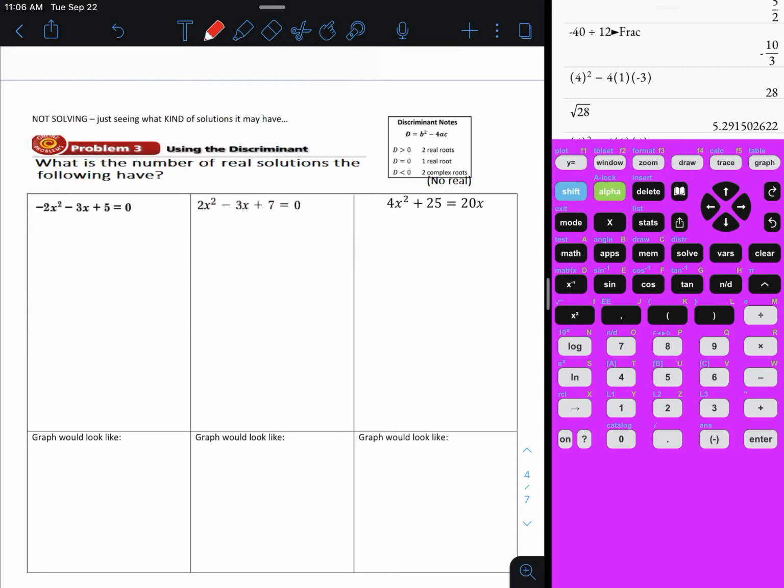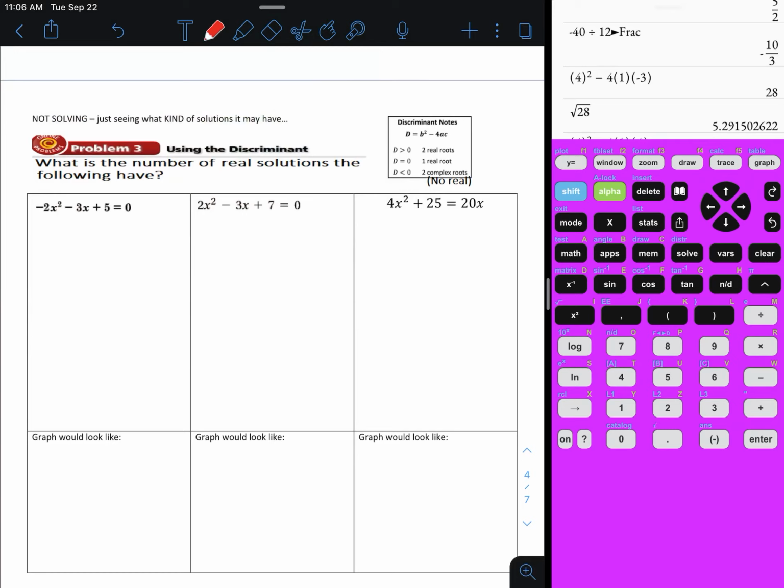All right, problem 3. Now we're not going to solve them anymore like we did before. Now we're just going to see what kind of solutions they're going to have. This could be helpful when trying to diagnose a certain graph, or in physics, a lot of times we say, did it even reach a certain height, something like that. So let's go ahead and take a look at the discriminant.